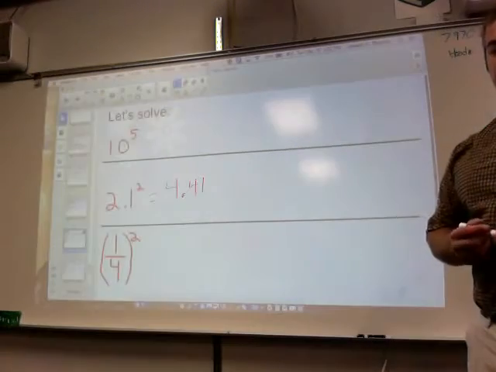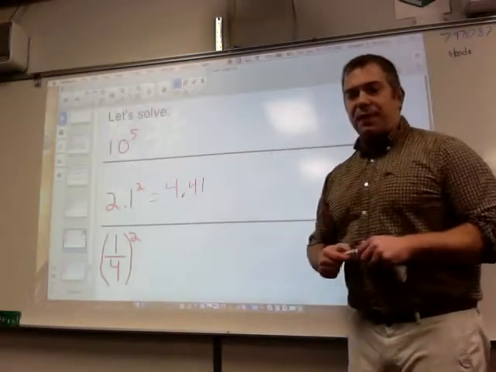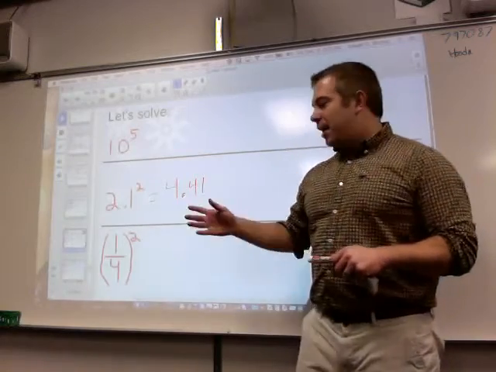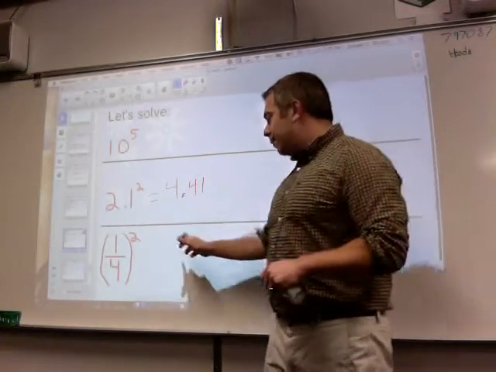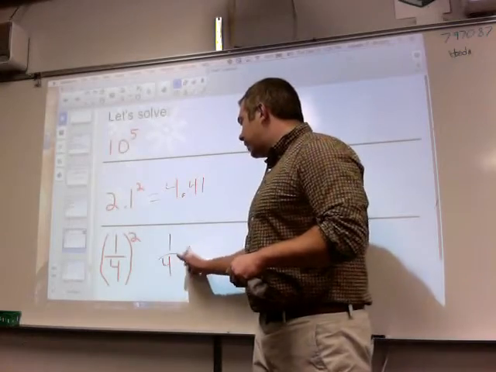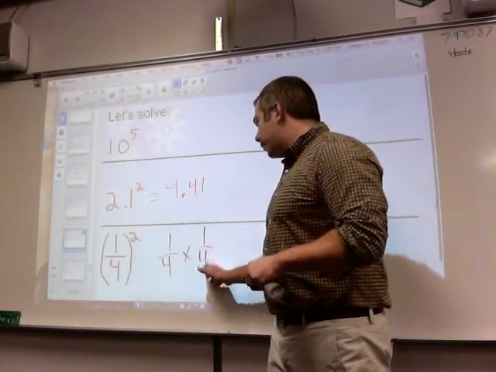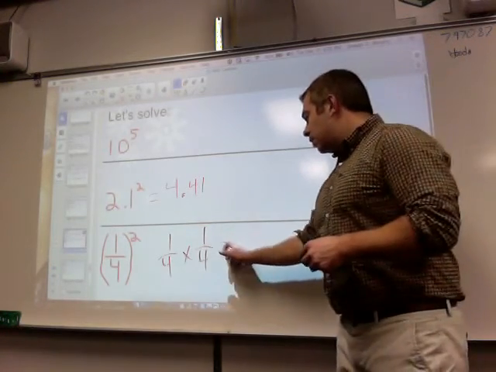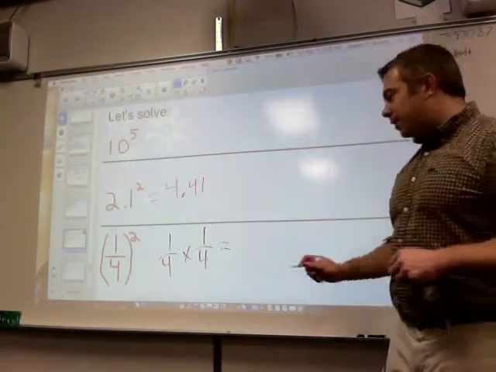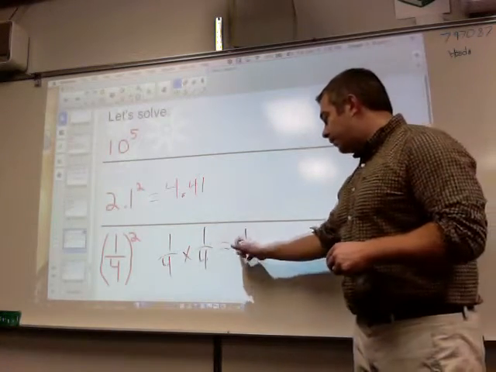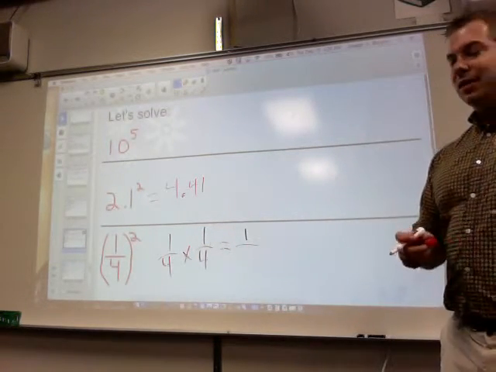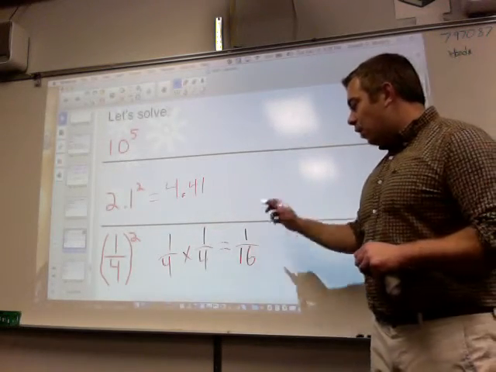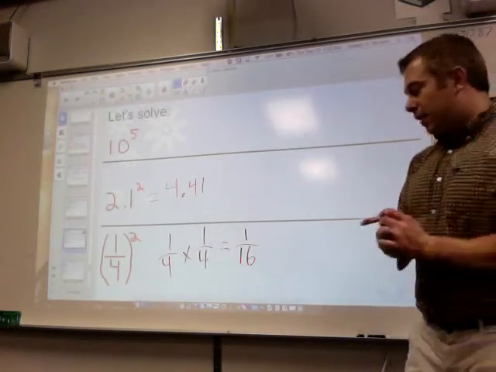Now let's take a look at 1/4 squared. Now this is in parentheses because it's not just the 1 squared, it's not just the 4 squared, it's 1/4 squared. So that's basically 1/4 times 1/4. All right, if you remember when we multiply fractions, you multiply the numerators across the top. 1 times 1 is, you got it, 1. And 4 times 4 is 16. So 1/4 squared is really 1/16. All right?